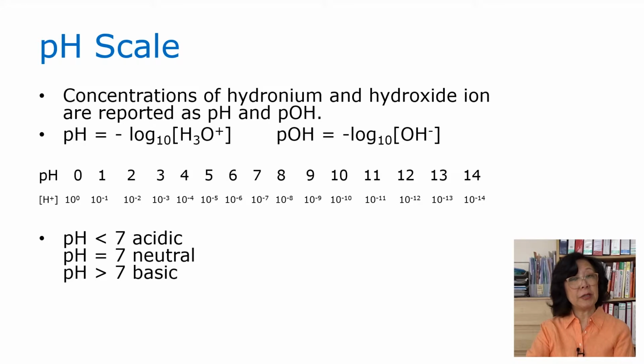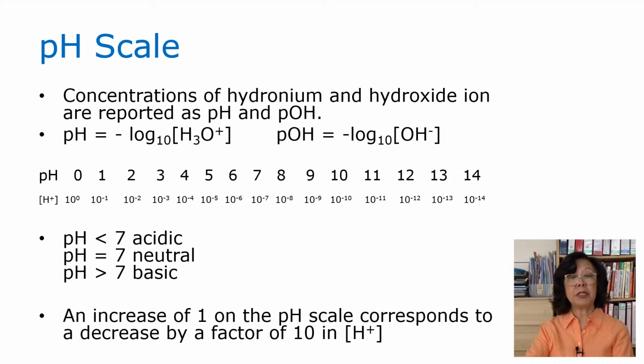When the pH is less than 7, we have an acidic solution. When pH is equal to 7, we have a neutral solution. And when pH is greater than 7, we have a basic solution. Please note that an increase of 1 on the pH scale means a decrease by a factor of 10 in the hydrogen ion concentration.